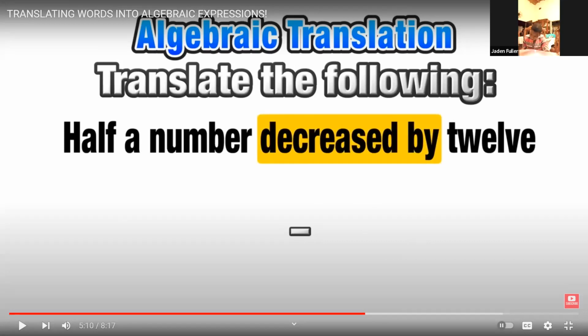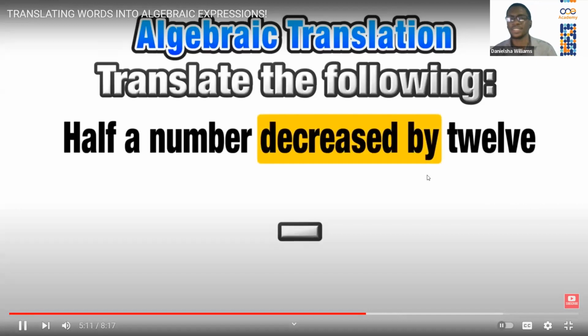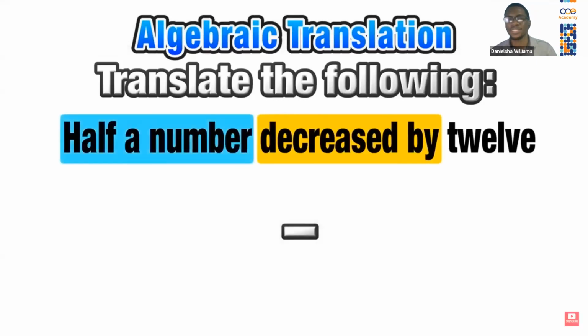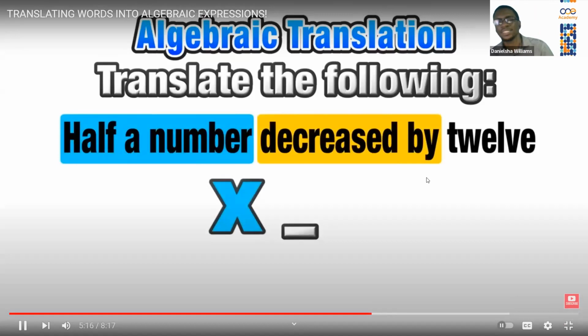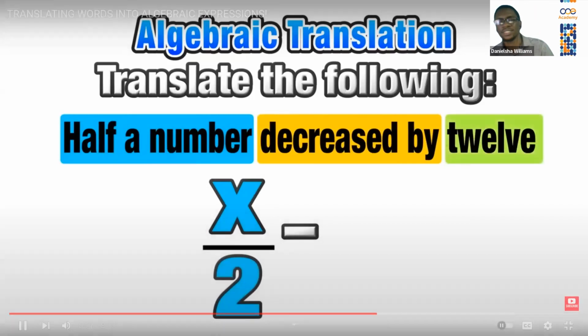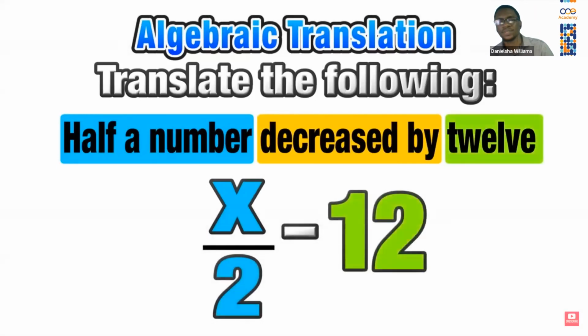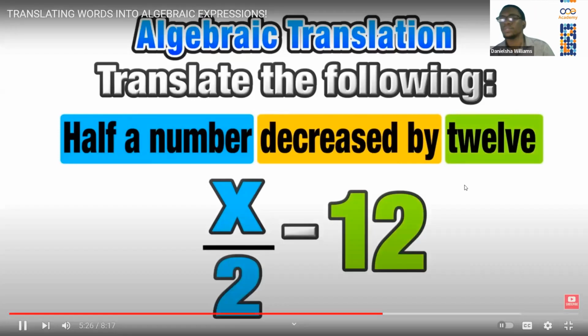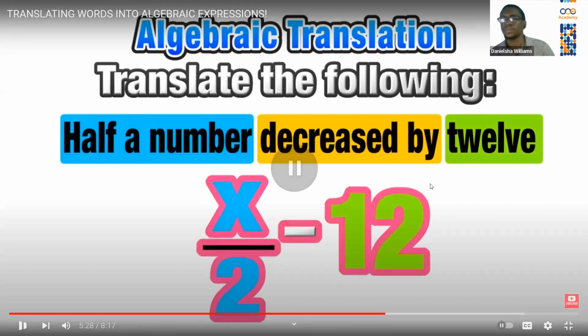Sir, my answer is 12 subtracted by 1 over 2p. That is correct. So let us continue with the video. Decrease by means to subtract, and now the first term is half a number. We'll call that number x, and half of it means dividing it by 2. So we have x over 2 minus 12. So that expression is the translation of that verbal phrase.